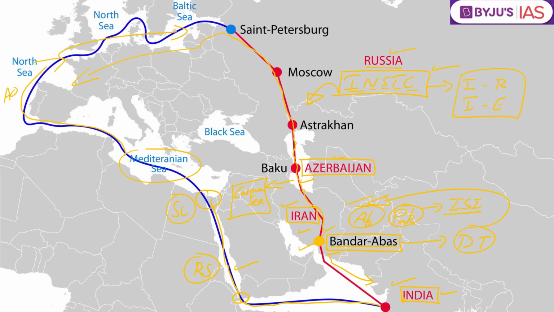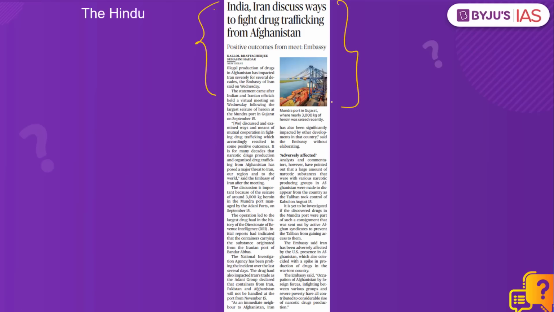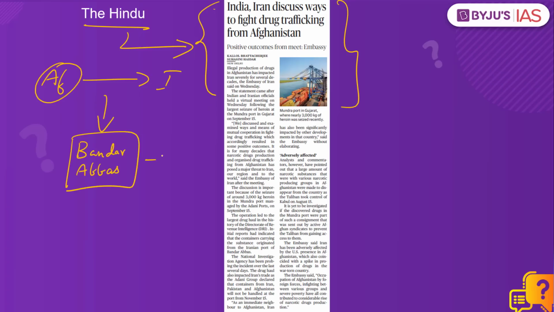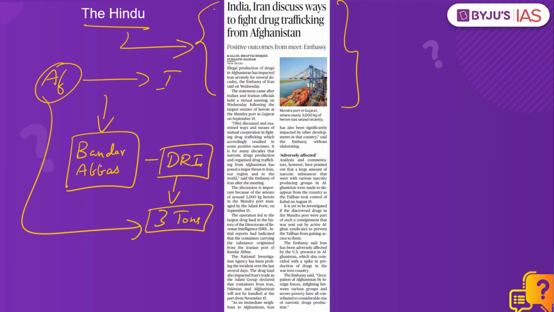Now, this topic and the port of Bandar Abbas is in news because recently India seized its largest ever consignment of drugs, which was reportedly trafficked from Afghanistan to India via the Bandar Abbas port in Iran. Recently, the Directorate of Revenue Intelligence seized nearly 3 tons of heroin, which was of Afghan origin, and it was shipped from the Bandar Abbas port of Iran to the Mundra port in India.